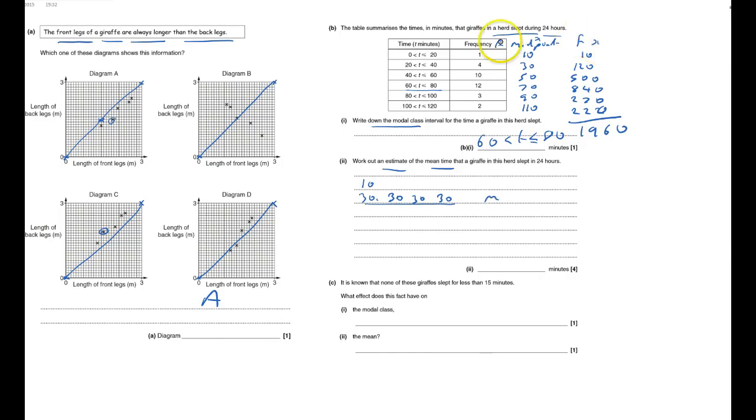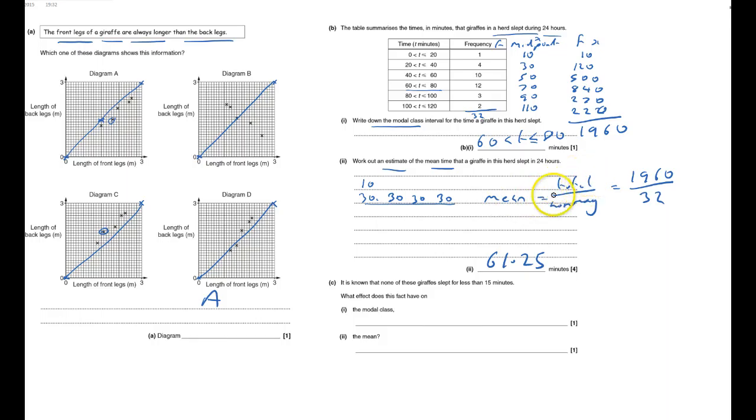And so our mean, we should know, is the total divided by how many? If you can read that writing, that's 1,960 divided by how many giraffes were there altogether? Well, there's 1, and there's 4 more here. So I'm adding up the frequencies, the total frequencies, and that comes to 32. So I need to divide it by 32, and that gives me 61.25 minutes. Just check, does that make sense? Yeah, somewhere in the middle there.